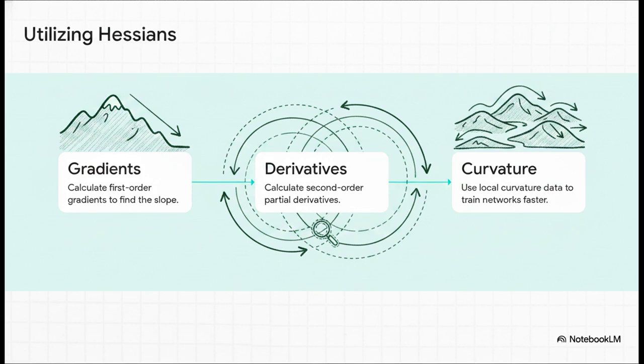Here's how it works in steps. First, we calculate our standard first-order gradients just to find which way is down. Step 2, we calculate the derivative of the derivative. Doing this builds the Hessian matrix. By calculating how the slope itself is changing, we extract some really critical topographical data. Then finally, step 3, we use this advanced local curvature data to train our network significantly faster. We can take smarter, much more calibrated steps down the mountain.